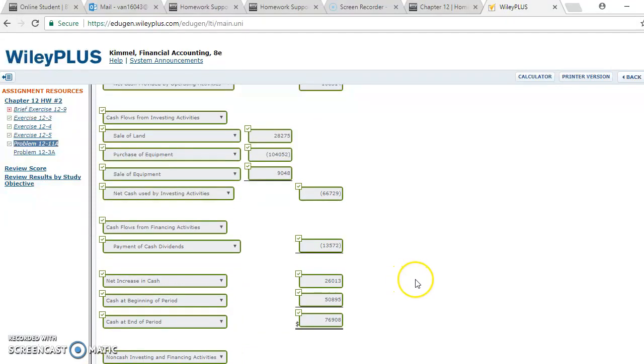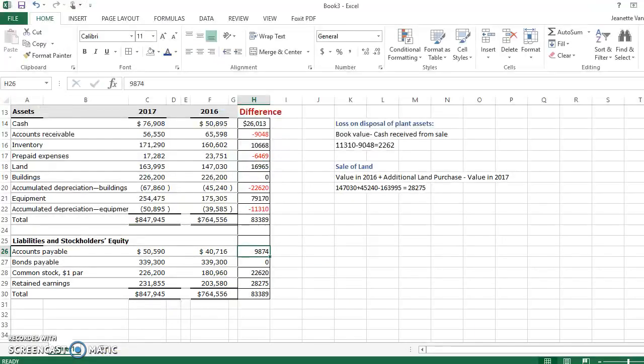So then we're going to move on next to cash flows from investing activities. We're going to start with sale of land. This one is going to be a little more complicated. I'm going to bring it back over here. To get the sale of land value, we need to start with the value of the land in 2016, add the additional land purchase, which I will show you in a moment, and reduce the value of the land in 2017. So I worked out the math here.